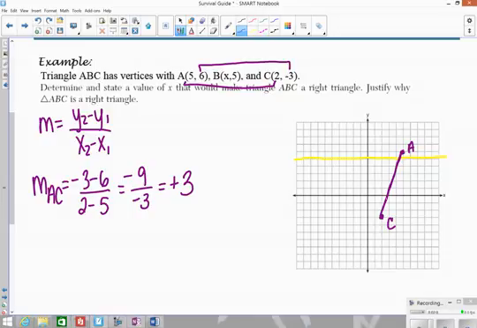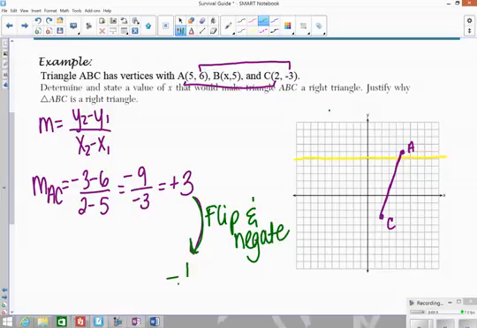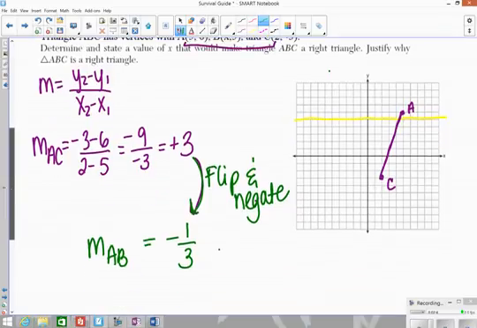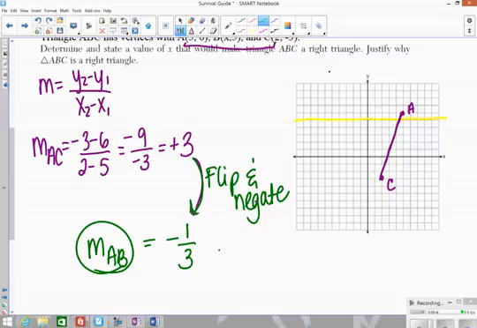So if I want to make angle A a right angle, it means the slope of AB would have to be flipped and negated. So if you flip and negate this, that's how you're going to create that right angle. So flip and negate, it's going to become -1/3. And that's what I'm going to set the slope of AB equal to. So I know that the slope of AB must be -1/3 in order for this to actually be a right angle.